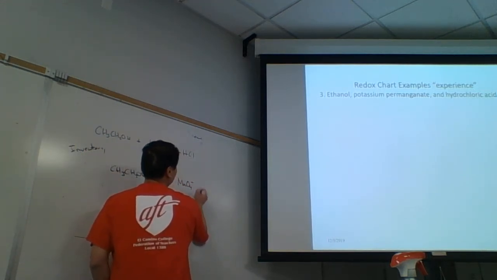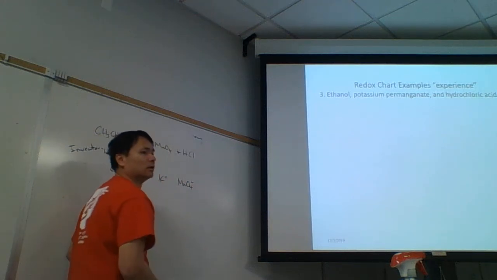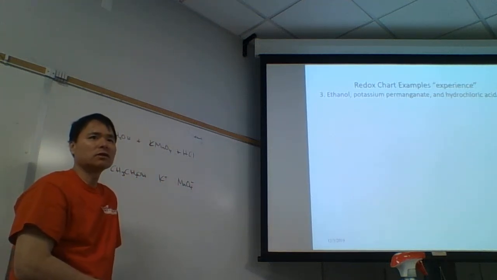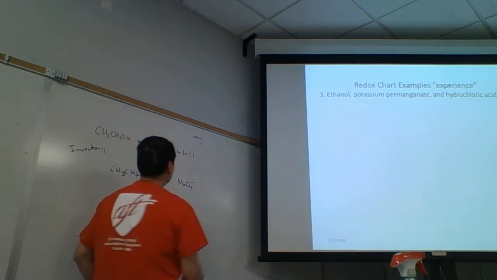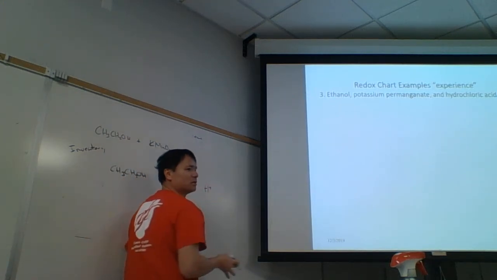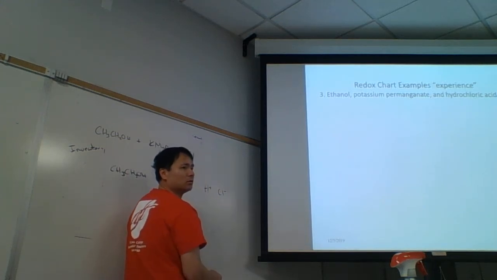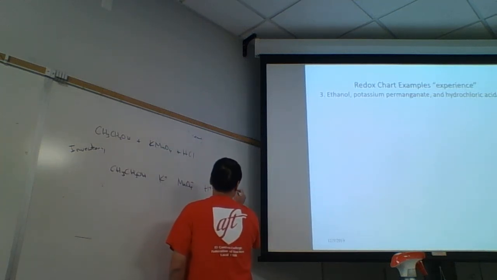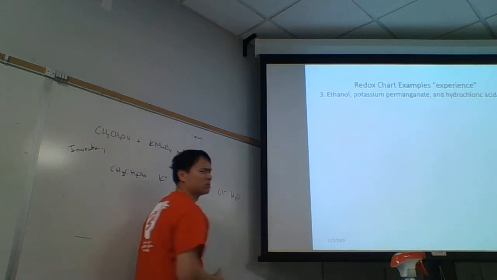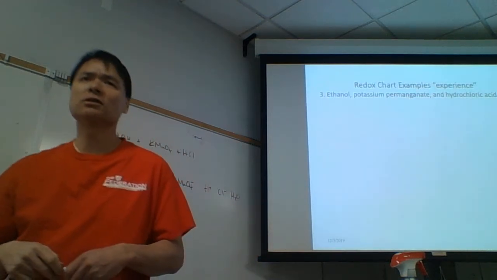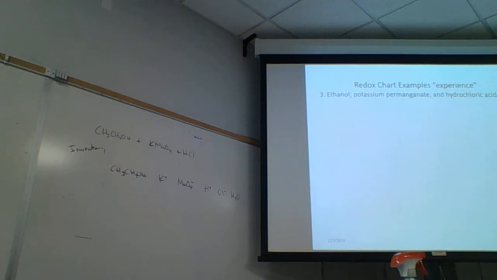What about permanganate? Permanganate is a strong oxidizer, so I gotta watch out. H plus is the moderate oxidizer. Chloride is a weak reducer, and water is a weak reducer and a weak oxidizer, so nothing special. So the thing that really stands out to me is permanganate. Permanganate's a strong oxidizer.